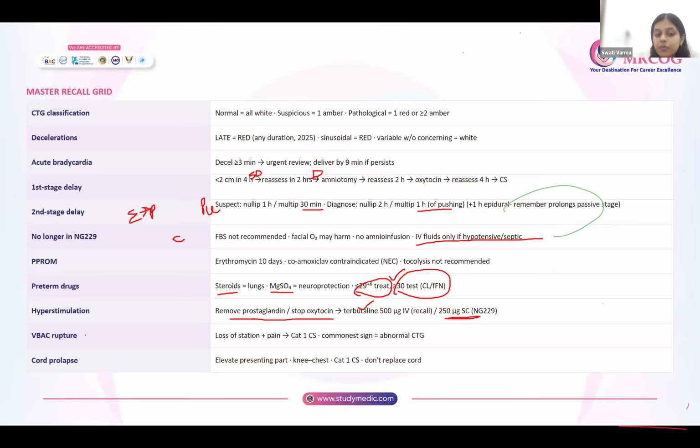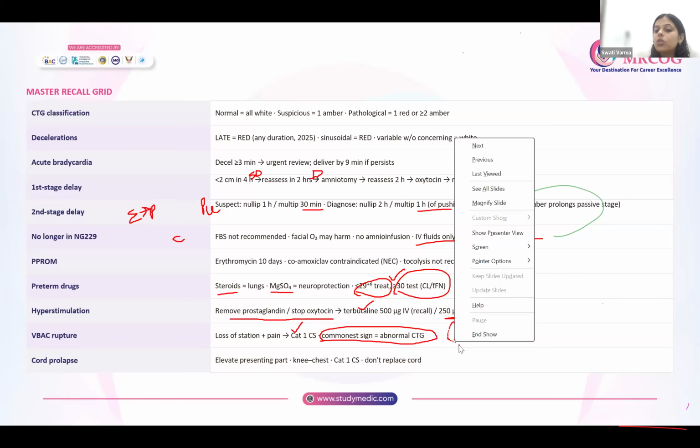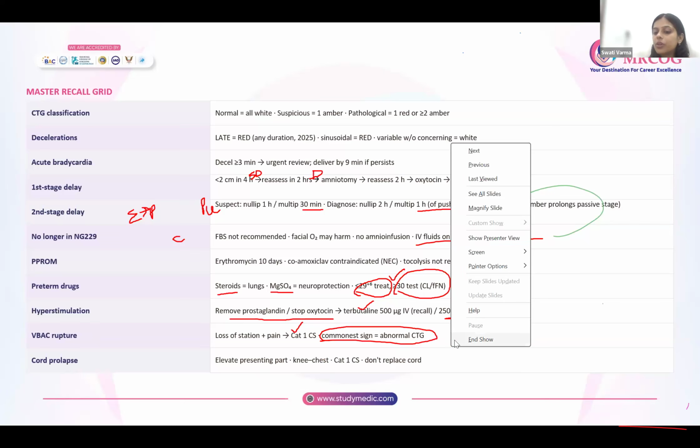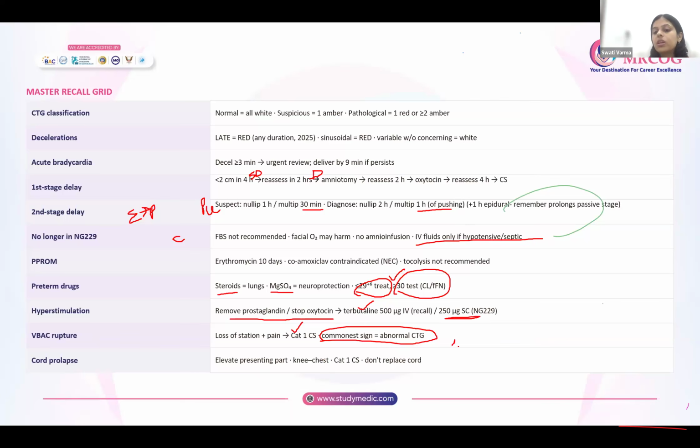When will you suspect rupture? If any lady is undergoing VBAC and there is loss of station along with pain, hematuria. Okay, and the commonest sign, remember, is abnormal CTG. What do you have to do? Immediately take her up for category 1 cesarean section, or look for laparotomy in your options. Okay.